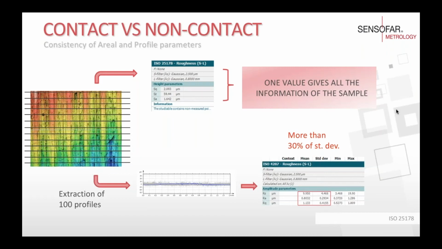But if we have a look at the numbers here, comparing the mean value and the standard deviation, we find that we have more than 30% of standard deviation compared to the mean value. So this way to image or to characterize an area with a stylus profiler is not only time consuming, but also not really effective.